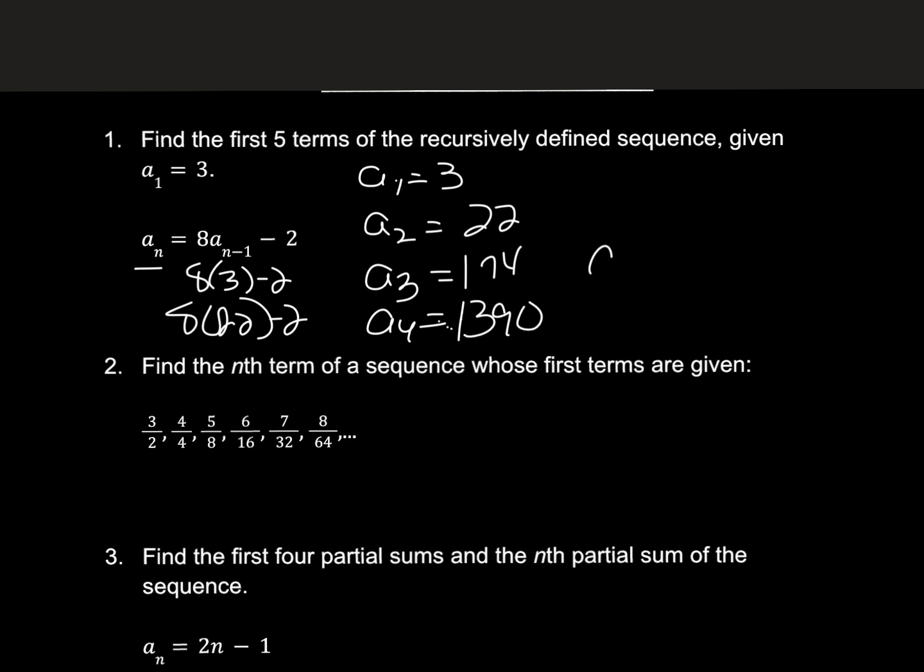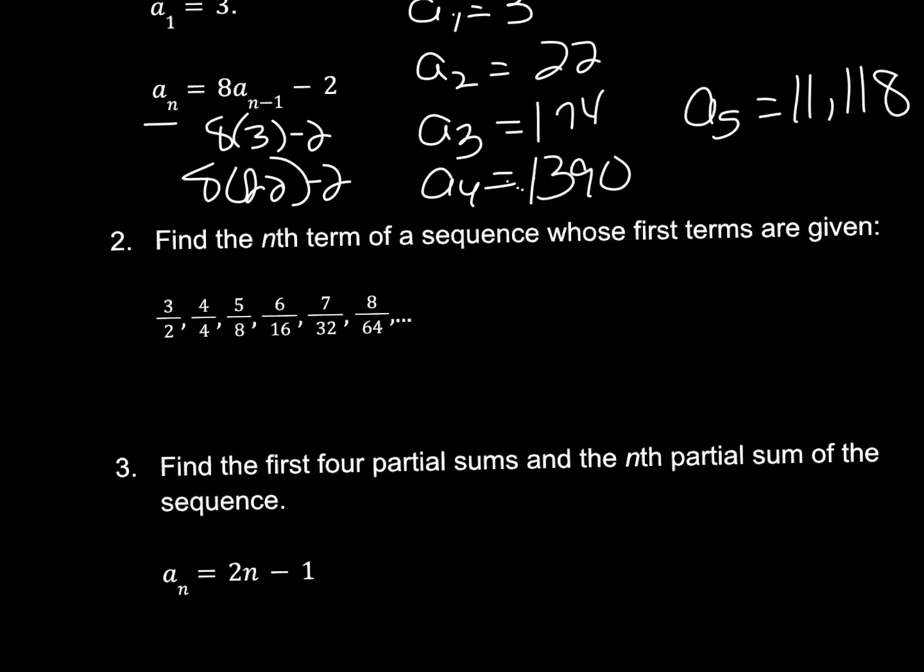I don't have my Apple Pencil, so it's not showing up great. And the fifth term is going to be 8 times the previous term, so 8 times 1390 minus 2. And I'm getting 11,118.